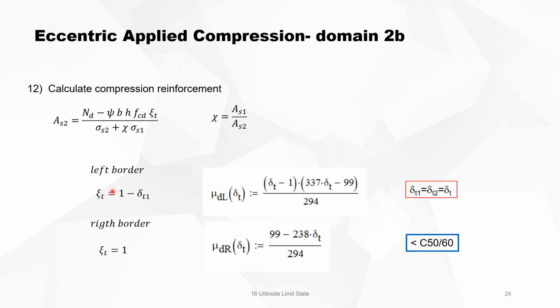So that's the left border, and then we can find the reduced bending moment for the left border for concrete grade smaller than C50-60, and I assume that delta T1 and delta T2 are equal to each other, and it's equal to delta T. So you can have a closed expression, if you assume this, for the left border and the right border. So every time you calculate reinforcement, you check your mu d, and it should be between those two values. And then you know you have applied the right formulas.